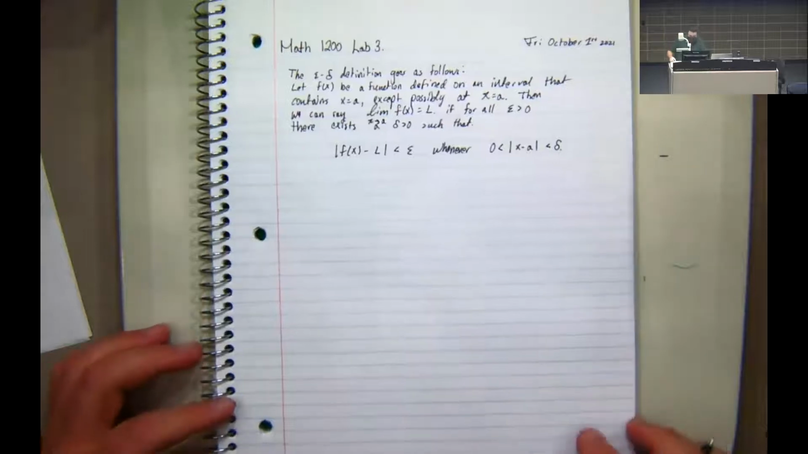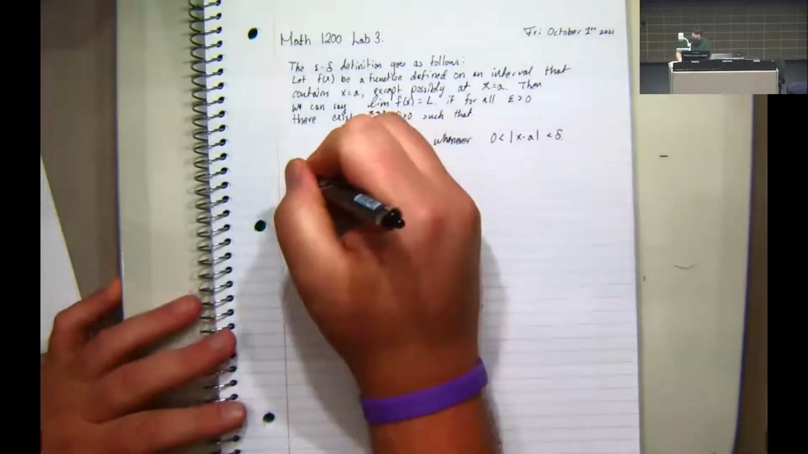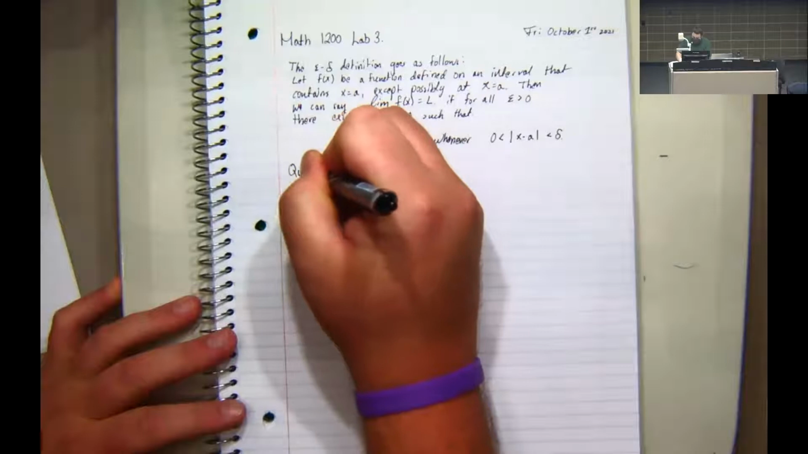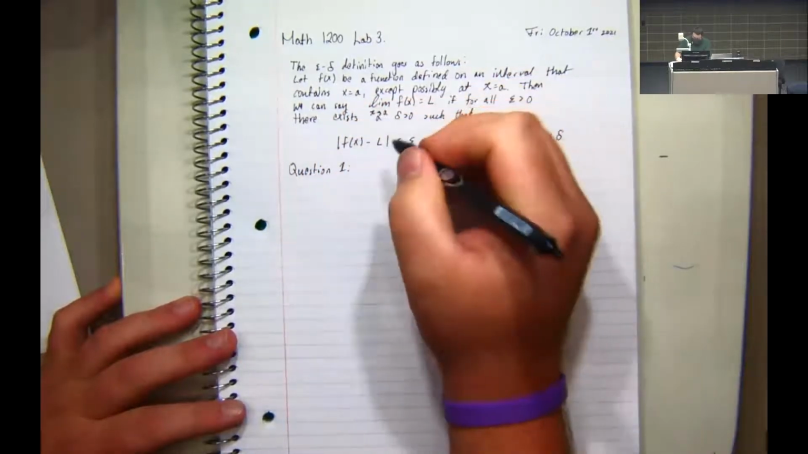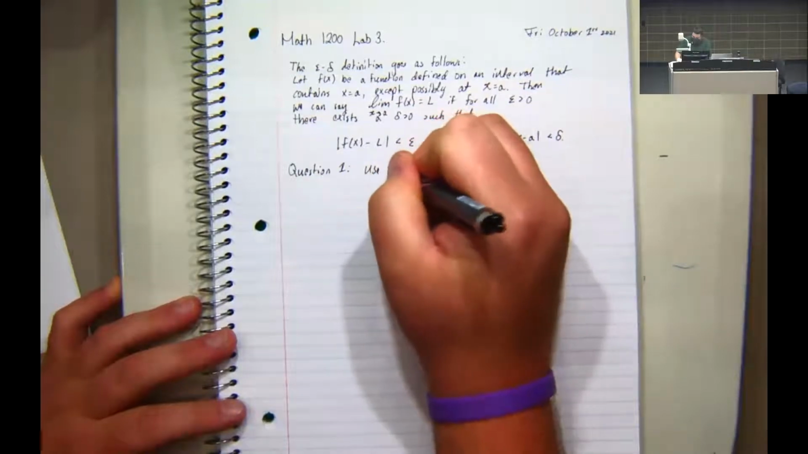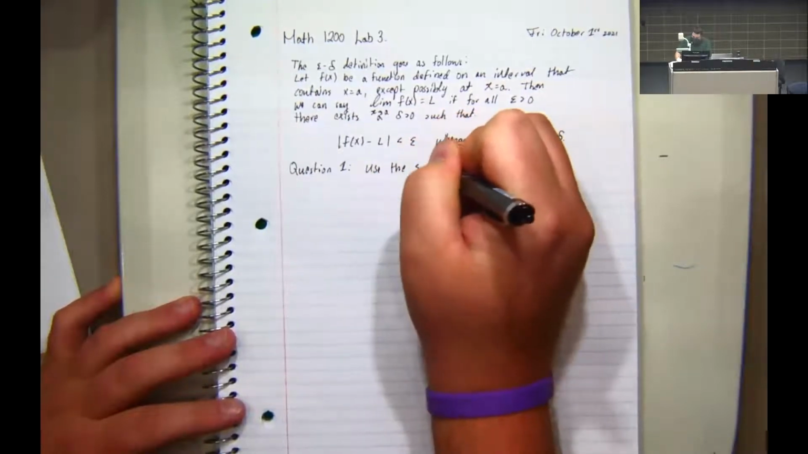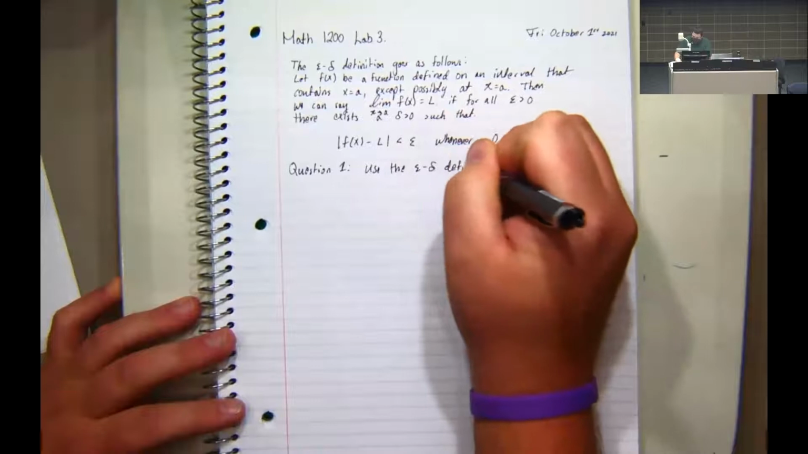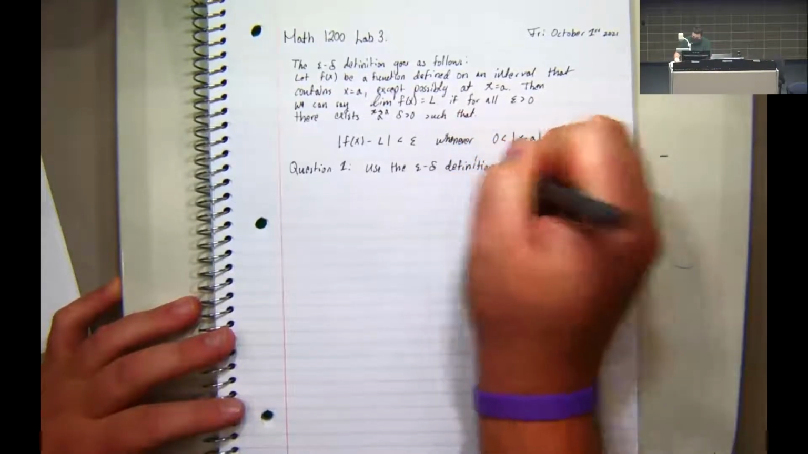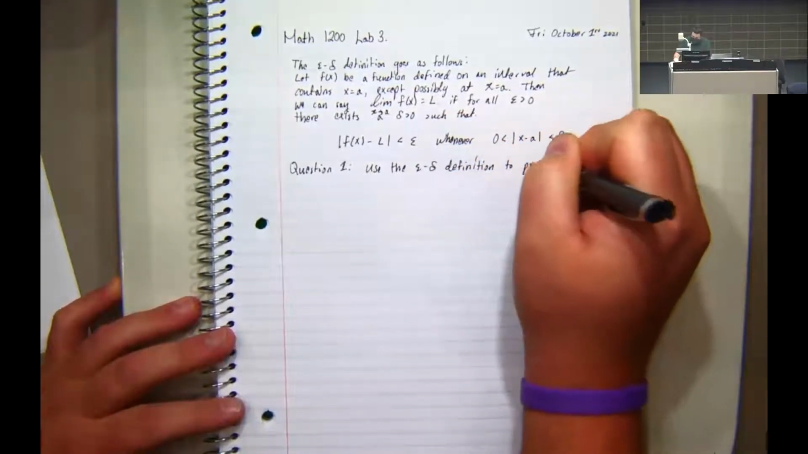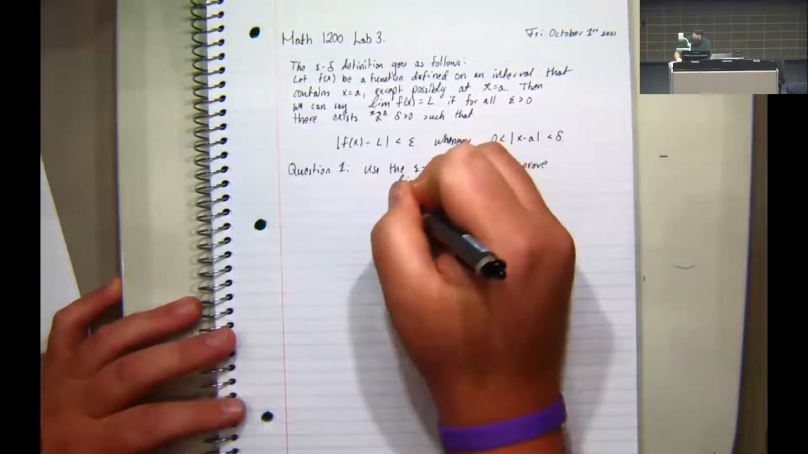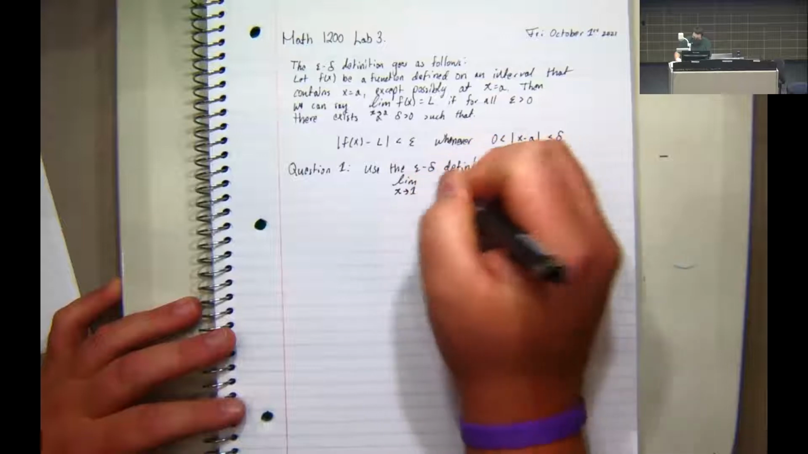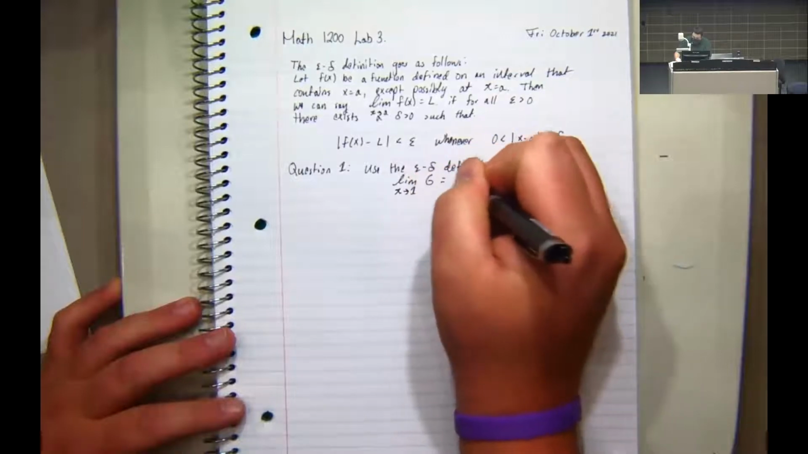So we will start with our first problem. Use the epsilon delta definition to prove the limit as x approaches 1 of 6 is equal to 6.